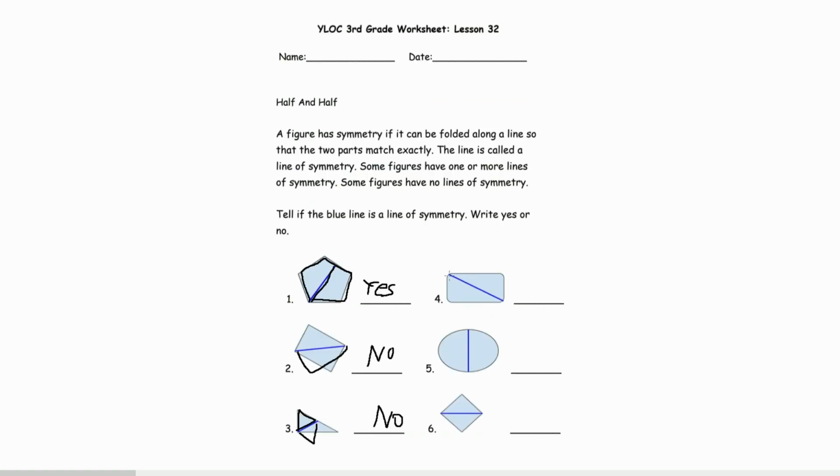Number four, the line is right here. If you take this figure and flip it over the blue line, we get this shape and it matches the shape. So yes, this is the line of symmetry. Number five, straight in the middle. This half, if you flip it over, is the same as that side. So yes, that would be the line of symmetry.